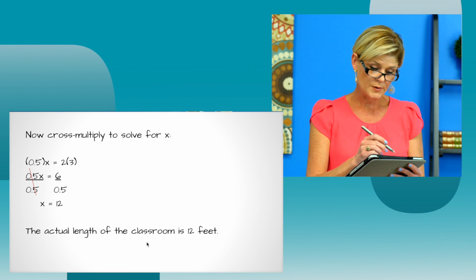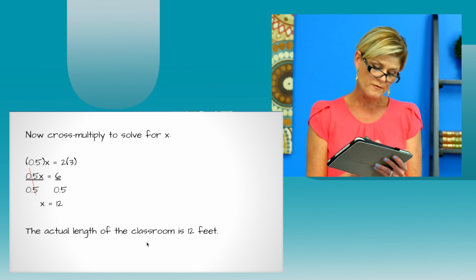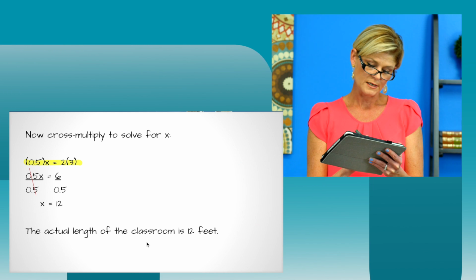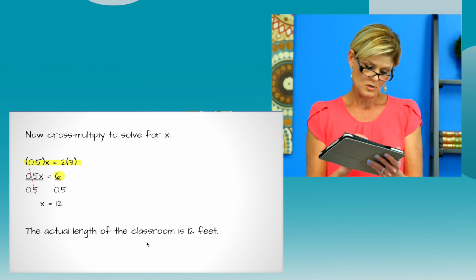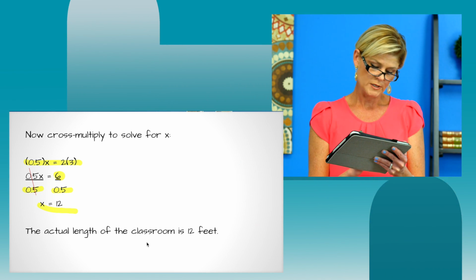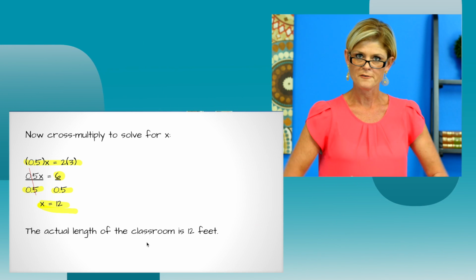Okay, now basically all we have to do is cross multiply to solve for x. So we have 0.5x equals 2 times 3, and that gives us 6. So now we have 0.5x equals 6. We're going to divide both sides by 0.5, and we're left with x equals 12. So the actual length of the classroom is 12 feet.